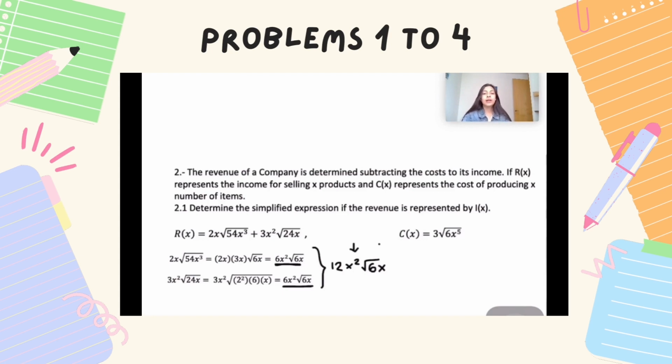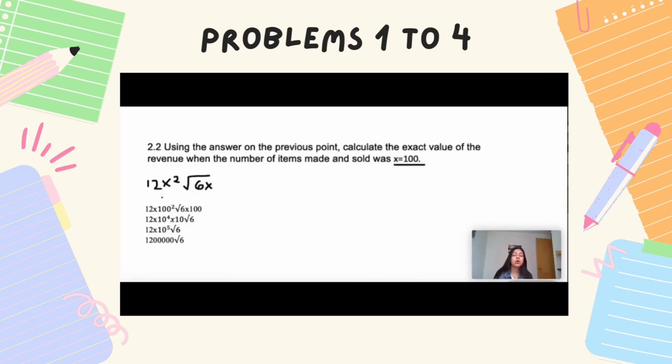The next step is to subtract the third term. This is going to give us 12x square root of 6x minus 3x square root of 6x. If we subtract, we're going to have 9x square root of 6x. Exercise 2.2, the only thing we're going to do is to replace the x for 100. So after we simplify it, we are going to have as the final result 1,002,000 square root of 6.